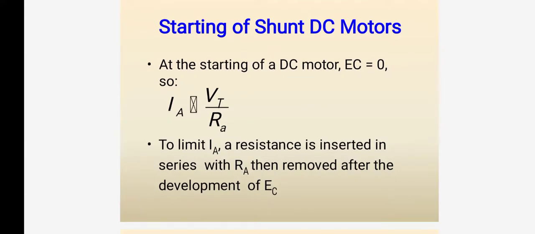So, starting of a DC shunt motor. At the starting of a DC shunt motor, Ec equals 0, so Ia equals Vt by Ra. To limit Ia, a resistance is inserted in series with the armature, then removed after development of Ec. Automatically, once the voltage is developed, the counter EMF is developed, and the resistance is removed.